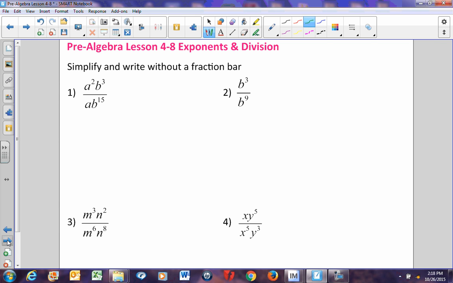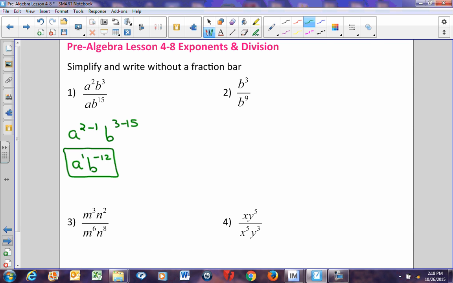So if I look at this first problem here, a squared b to the 3rd divided by a b to the 15th, I will just set up my problem. Because it's a division, I'm going to subtract my exponents, a to the 2 minus 1, b to the 3 minus 15. Remember, when a variable does not have a power to it, the power is 1. A to the 2 minus 1 is a to the 1st. B to the 3 minus 15 is b to the negative 12. So we can leave this as a to the 1st, b to the negative 12, or you can just leave it as a, b to the negative 12. You don't have to have the little 1st on the a. That's writing it without the fraction bar.